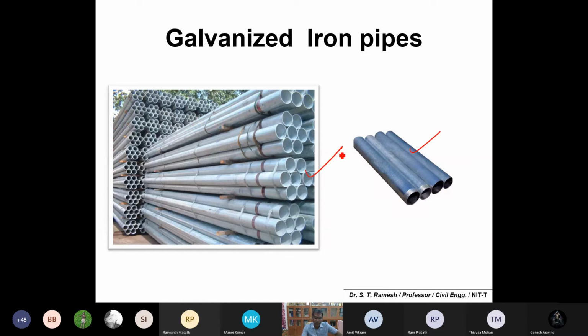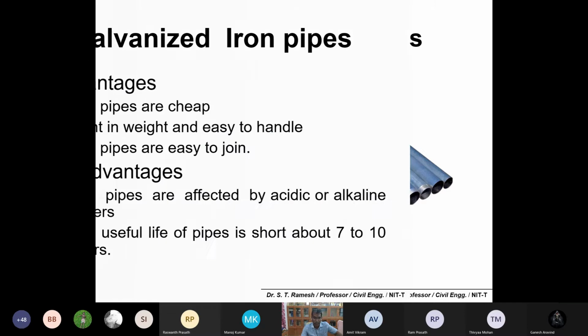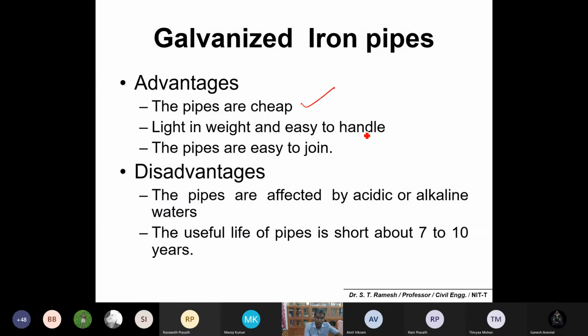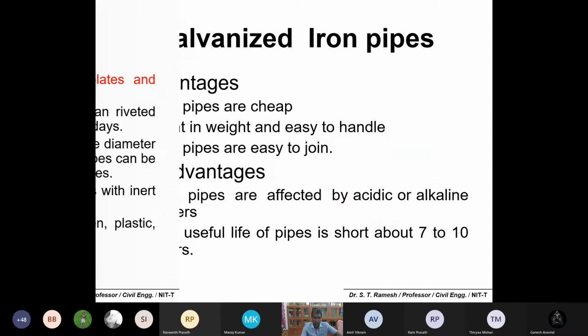You would have seen GI pipes with different dimensions or different diameters. In most cases they are used in water supply networks in buildings and other areas. The advantages: these are very cheap, lightweight, easy to handle, and easy to join. But some of the drawbacks: these pipes are affected by acidic and alkaline water. Please make a note on acidic and also alkaline water. And the life of this pipeline is normally very short, 7 to 10 years. So these are some of the drawbacks.